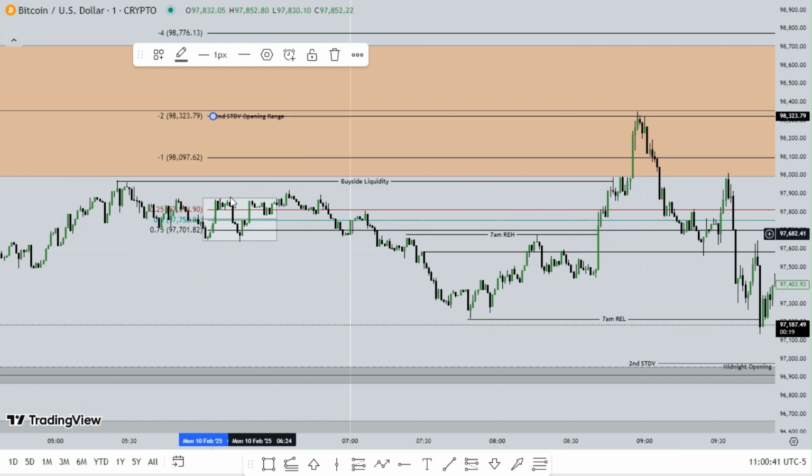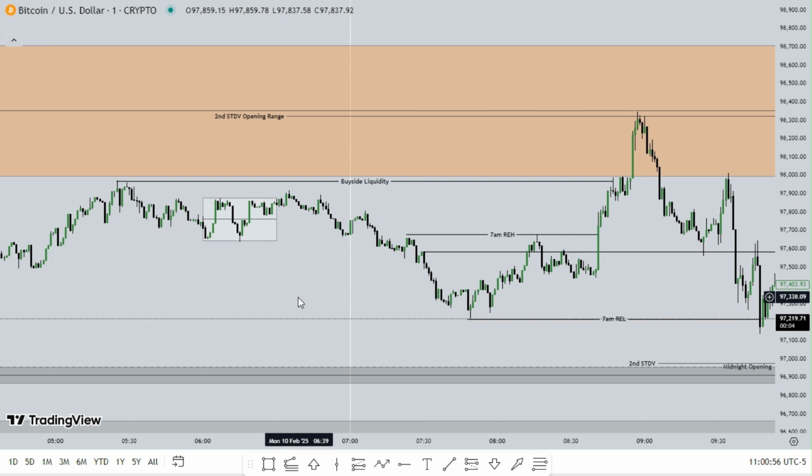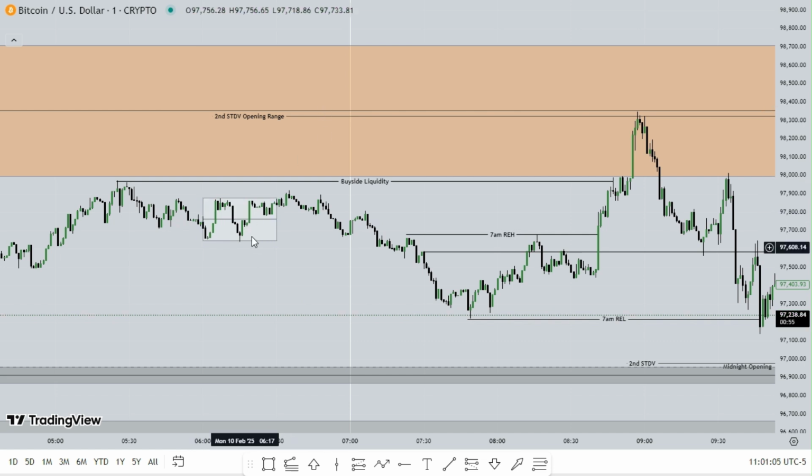So keep notes of this: 6 to 6:30 if you're trading the 7 a.m. model, and 00 GMT to 00:30 if you're trading the London session. Keep those times in your diaries, so once the price has done this consolidation here, that's when you can start to measure your deviations.